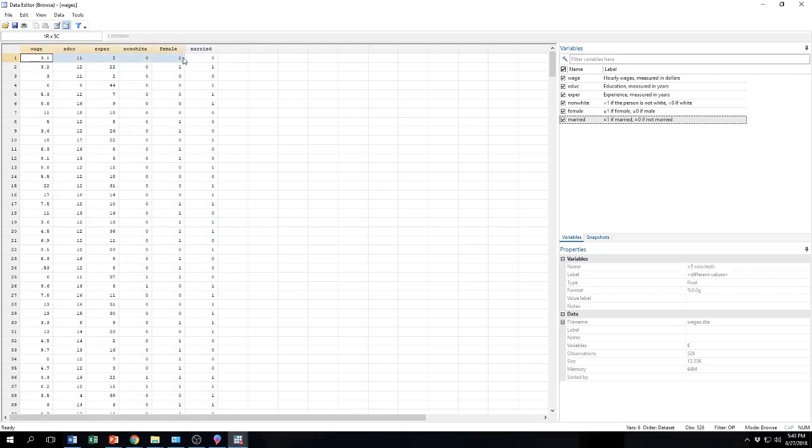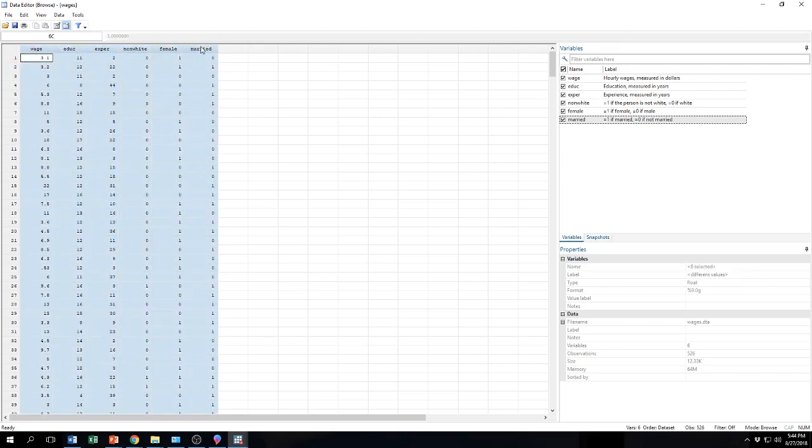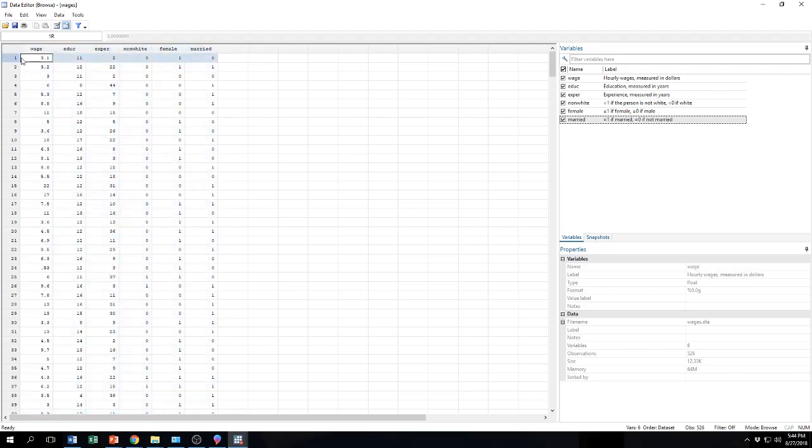Also, I might just take a moment to go through the data a little bit here and make sure we're really familiar with looking at a data set. So, like we said before, these are variables, and each row is an observation. That means 1 indicates a person. Let's figure out what person 1 is like. Person 1 earns $3.10 an hour. Person 1 has 11 years of education. They have 2 years of experience. They're white, female, and not married.